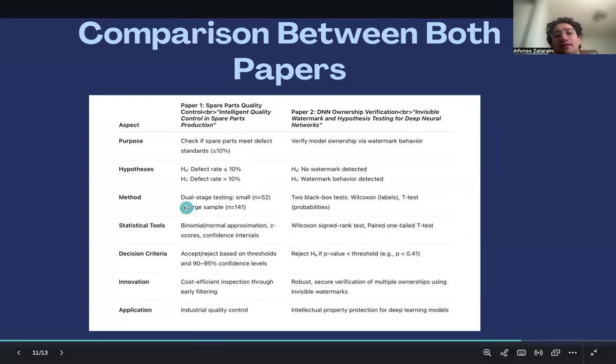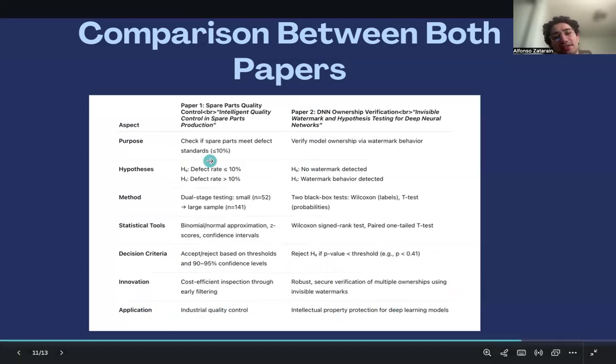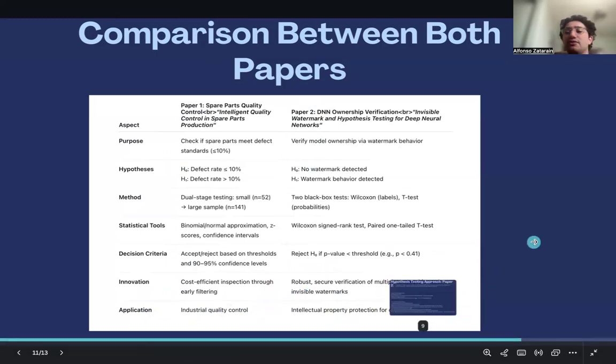Okay. For our first paper, the innovation: what does this help with? This helps with cost-efficient inspection through early filtering. And in the second paper, the innovation is the robust, secure verification of multiple ownerships using invisible watermarks. The applications, as you can already tell, are in industrial quality control for the first paper, and the second one is in intellectual property protection for deep learning models.